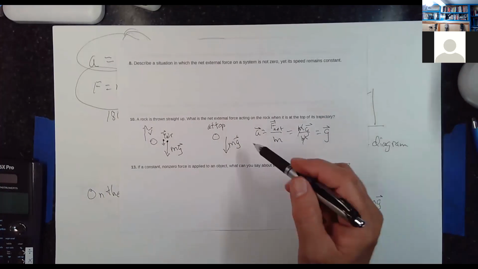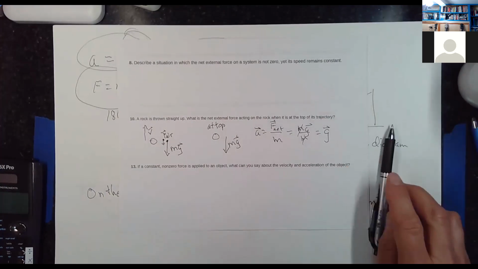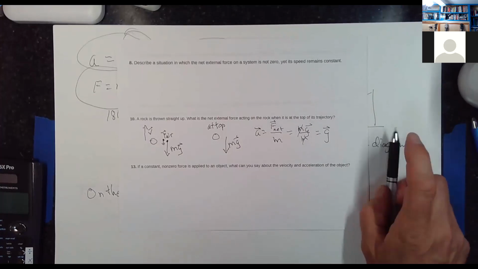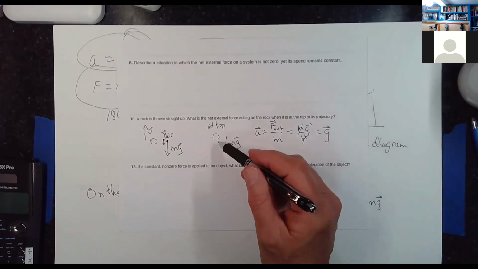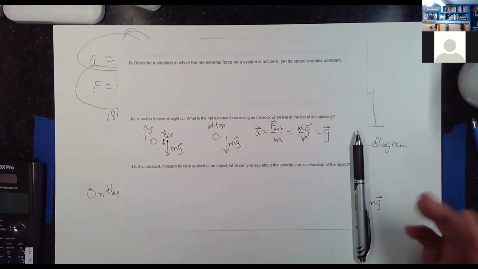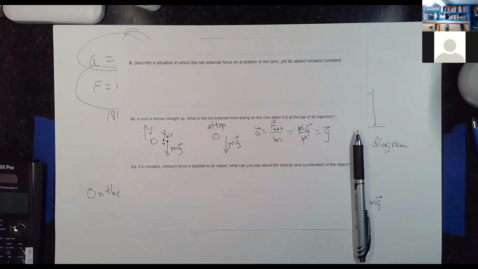If this force vanished at the top, then it would stay up there. If there was no force acting on it when it was at the top of its trajectory, it would stay there. It'd be at rest or continue whatever motion it had going sideways, but you wouldn't have it falling in a downward arc to come back. So that gravity force does not go away.